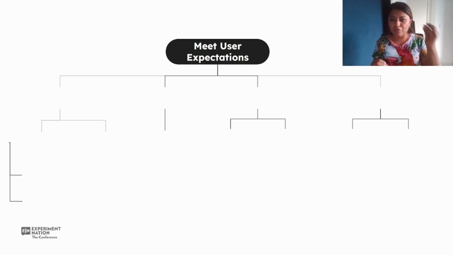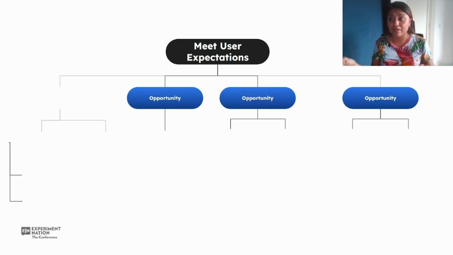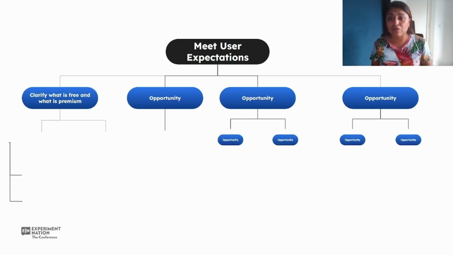So the question in our mind will be something like, how can we meet the expectation of our users regarding our product? And from there, instead of giving solutions, we provide opportunities for how to meet those users' expectations. For example, maybe this is the perfect opportunity to clarify what is free and what is premium. And from that opportunity, you may have other opportunities of how to do that.